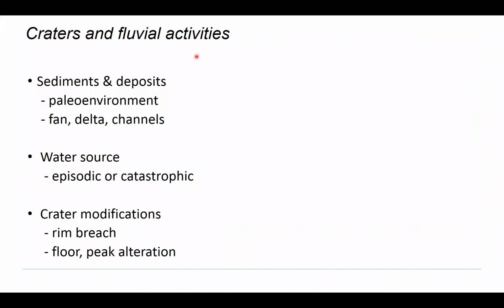In this talk, I'll be correlating the craters and the fluvials in terms of the sediments and deposits, how the sediments are deposited within the crater, and what kind of environment it tells us, whether it is catastrophic or periodic. These sediments will be in the form of fans, deltas, or associated with the channels, because there is a difference between the alluvial fan and the delta: you need a standing water body for delta formation. There are a few places where only fan deposits of fluvial origin are present without a standing water body.